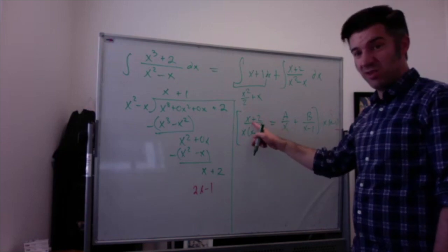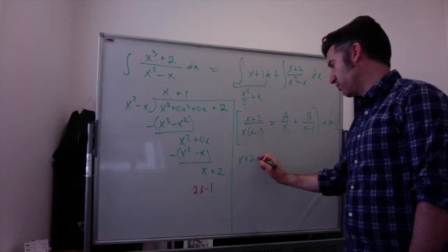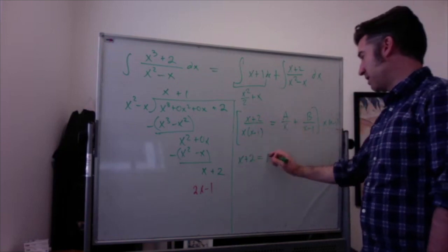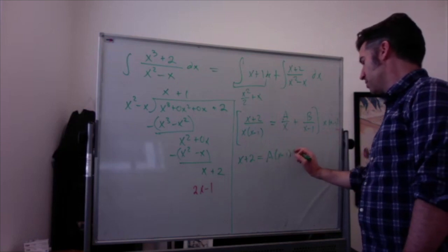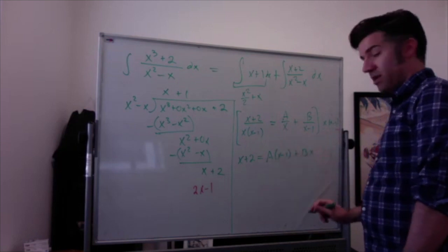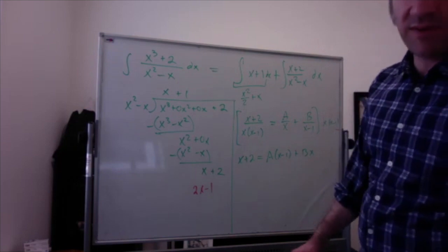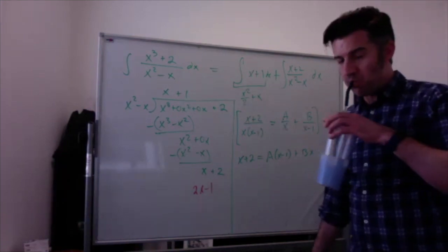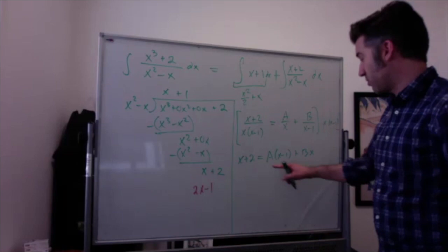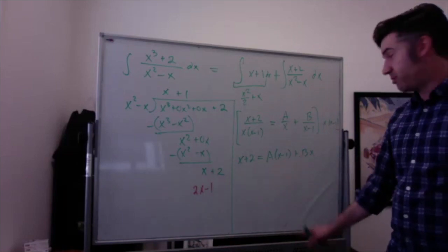So this, you just get the numerator, x plus 2. Here you get a times x minus 1 plus b times x. Pick convenient values. And when I say convenient values, I mean values of x that make one of the terms 0. So pick x equal to 1.